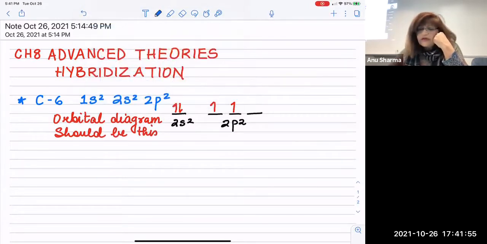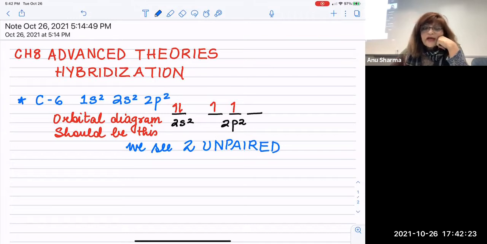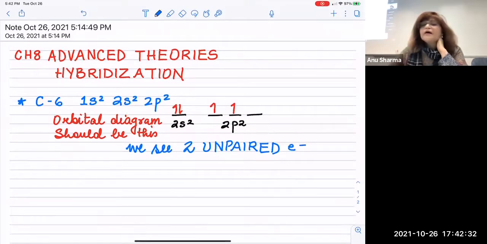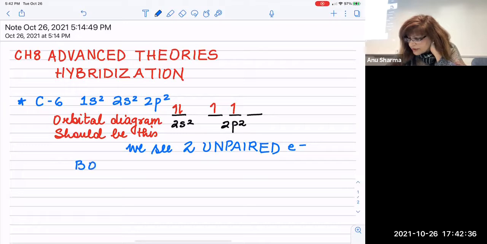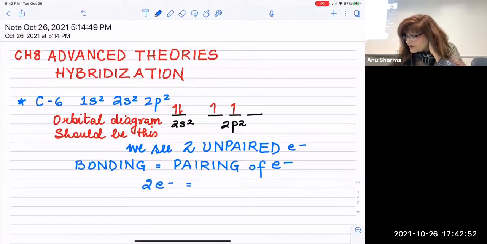And in the orbital diagram, what do you see? What do you guys see in the orbital diagram? Very good. So we see two unpaired electrons. So based on what I showed you just now, if there are unpaired electrons and they get paired, they make bonds. You agree to that or not? What is bond formation? Bonding basically is pairing of electrons. When two electrons mix, then they form a single bond.